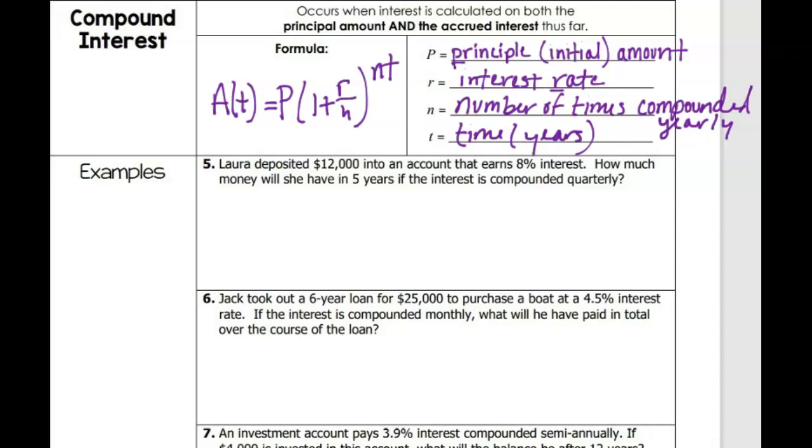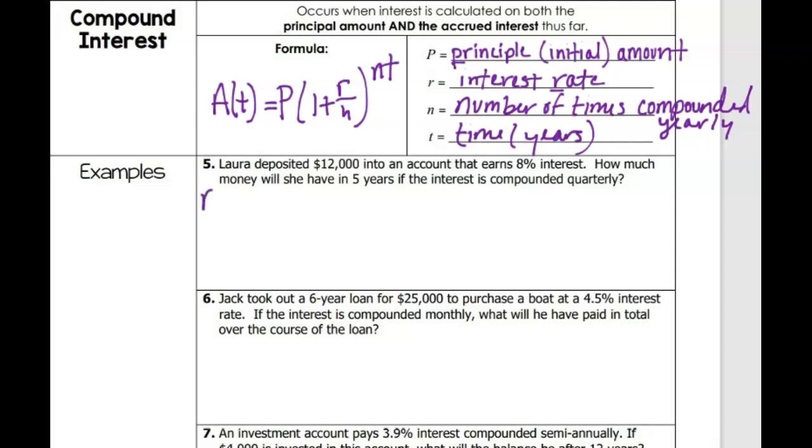So let's look at the example here in number 5, where it says that Laura deposited $12,000 into an account and she earns 8% interest. How much money is she going to have at 5 years if the interest is compounded quarterly? So quarterly means that it's 4 times a year.